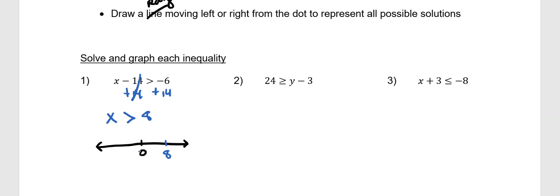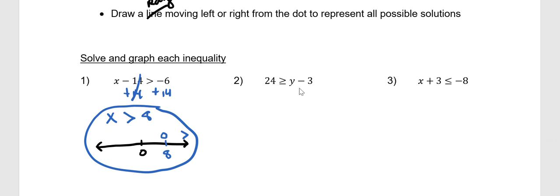And the reason why I like to have 0 on my number line is it's a point of reference so that I know 8 being positive goes to the right. And now I mark my dot, and because it's greater than without the equal to bar, I will put an open dot, and then I will draw my ray to the right. All of this represents our complete and final answer for the solution of x minus 14 is greater than 6.